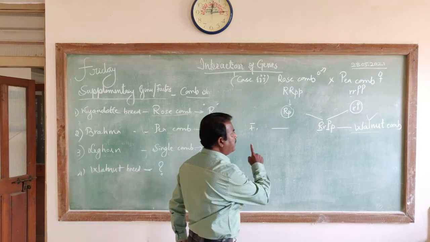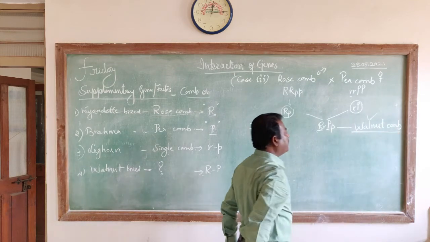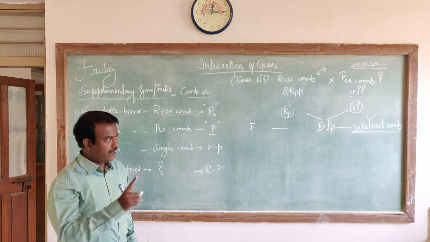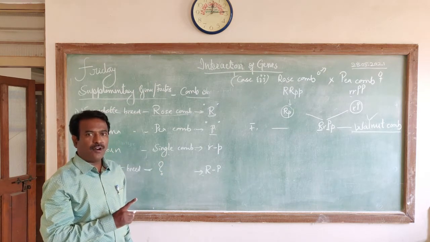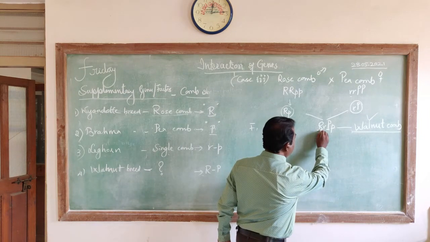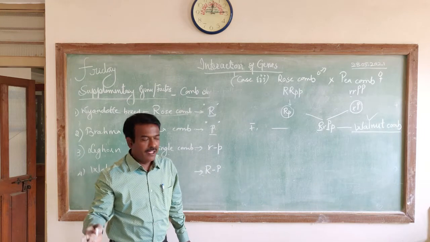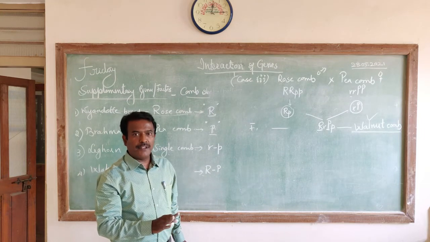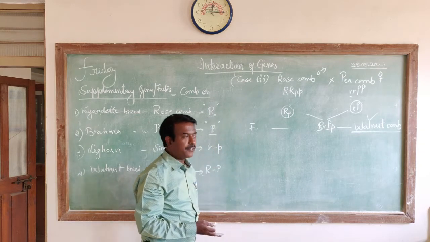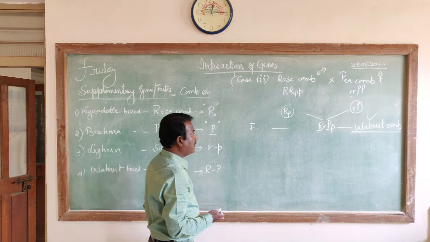All F1 individuals are with something new comb pattern character, that is a walnut comb. You try to understand. This is a clear indication of the modification of one dominant gene by another dominant gene belonging to different loci. That's why they are said to be supplementary to each other. Capital R is independent of capital P, no doubt, but capital P is not independent, but it can modify the expression of capital R.